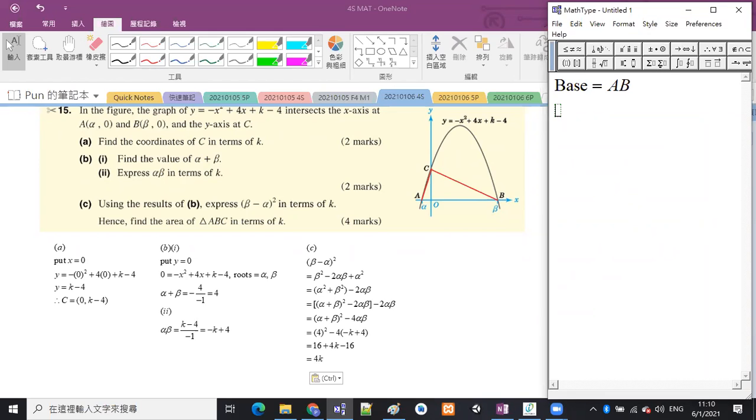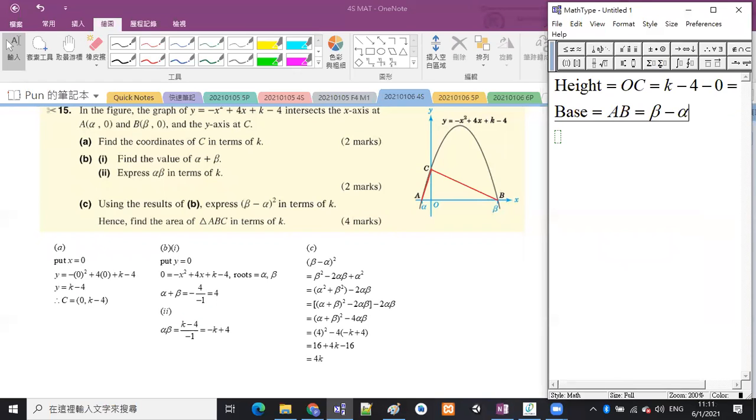The base should be equal to AB, and then the height should be equal to OC. Can you get this? OC is easier to find. OC is k minus 4 minus 0, top minus bottom. So that is just k minus 4.